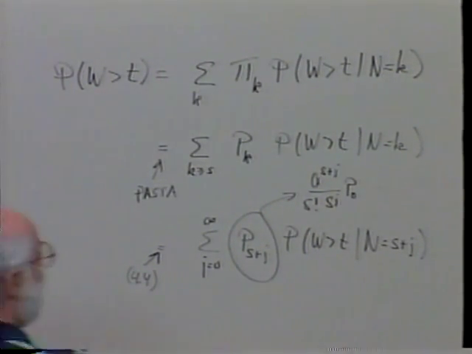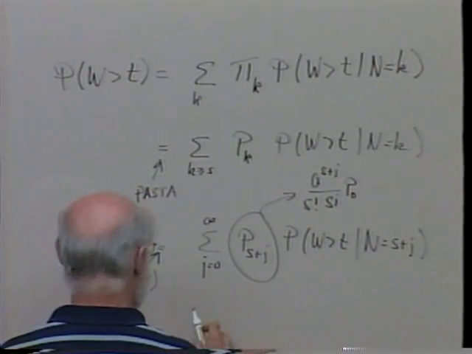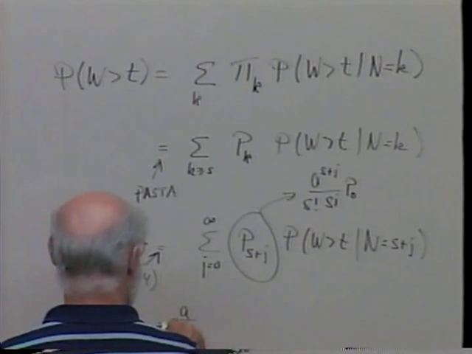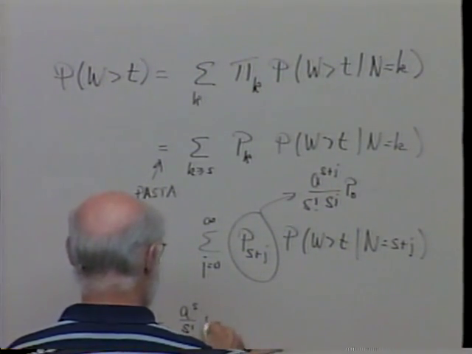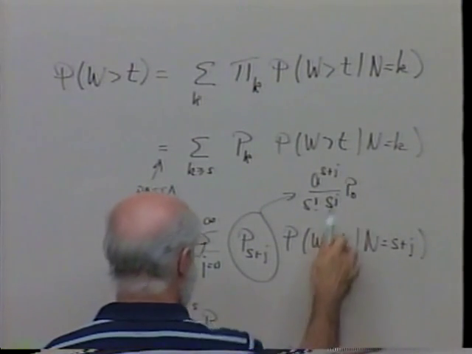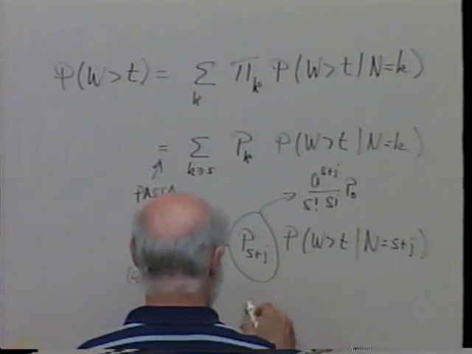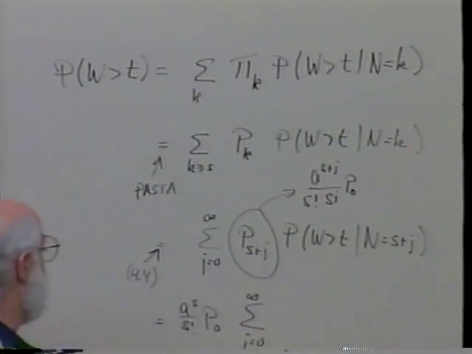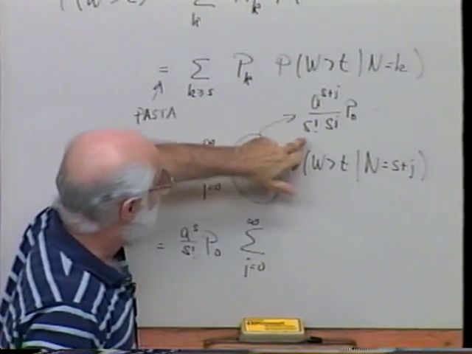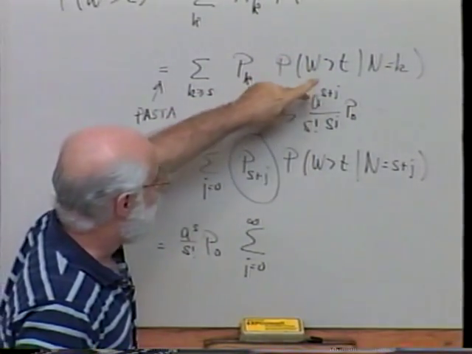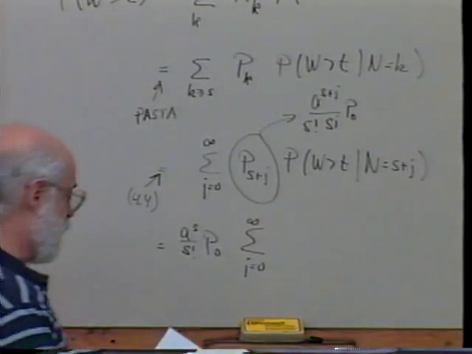So now I'm going to take the a to the s over s factorial outside and rewrite this as a to the s over s factorial times p0, that's this piece right here, times the sum as j runs from 0 to infinity. Okay, now what's left? I took the a to the s and the s factorial outside, so I have a to the j over s to the j, which is the same thing as a over s to the j.